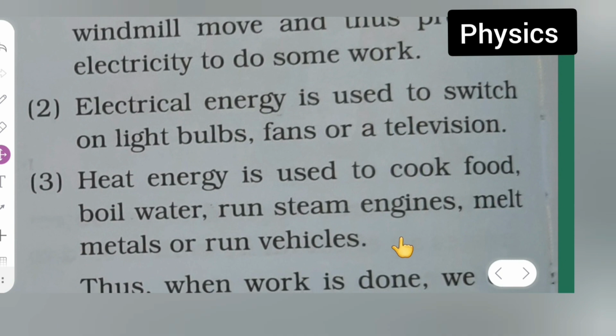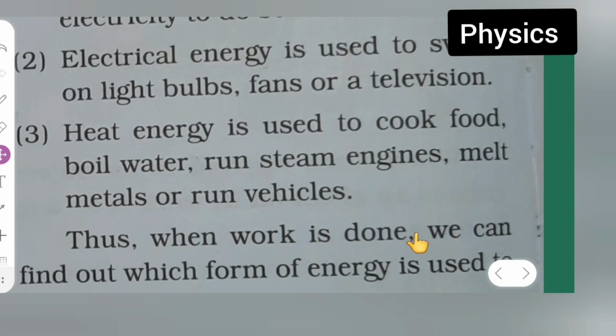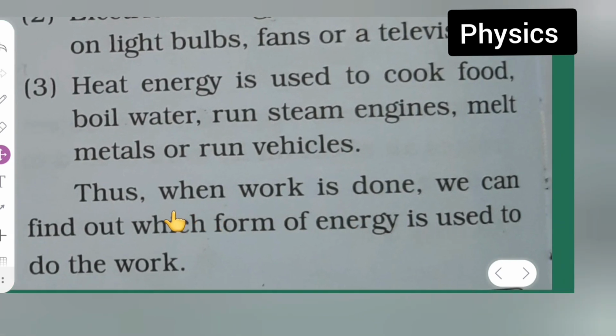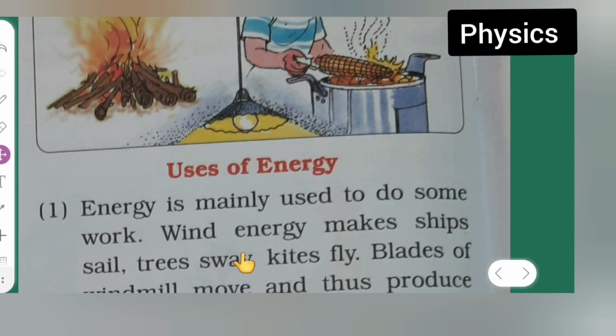So next is what? Heat energy is used to cook food, right? Boil water, run steam engines, melt metals or run vehicles. So this heat energy is required. Cooking, we know that. Cooking of food, boiling water, which is required for daily life. So thus when work is done, we can find out which form of energy is used to do work. So whenever we do some work, we can find out which form of energy is used to do the work, okay? So next let us see. You all can take down this, okay?